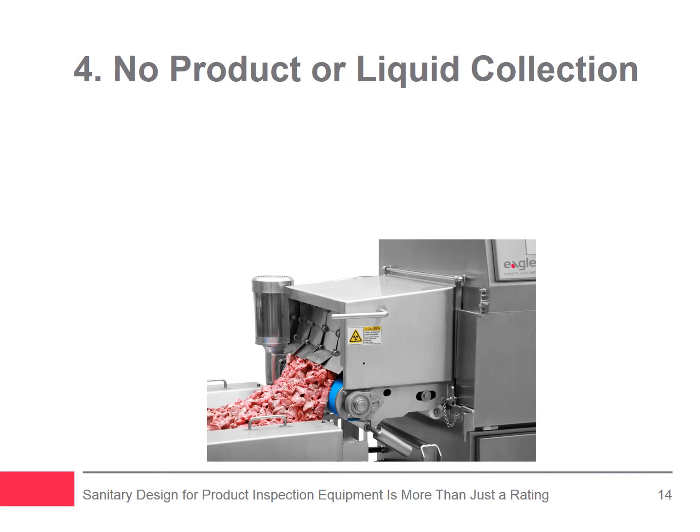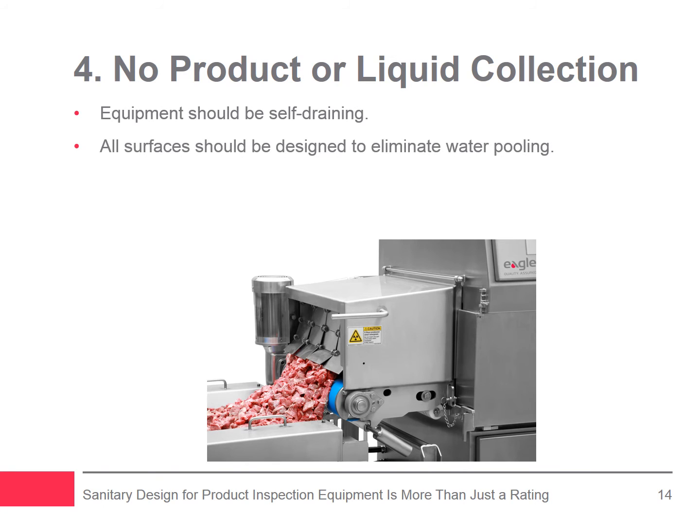Principle 4. No product or liquid collection. Equipment should be self-draining to ensure that liquid from the product, cleaning process, or condensation, which can harbor and promote the growth of bacteria, doesn't accumulate or pool. This is particularly important in the meat and poultry industry, where wet washdown routines are used. All surfaces should be designed to eliminate water pooling and be self-draining.